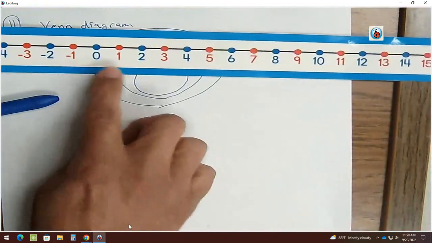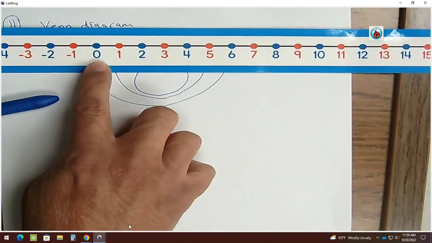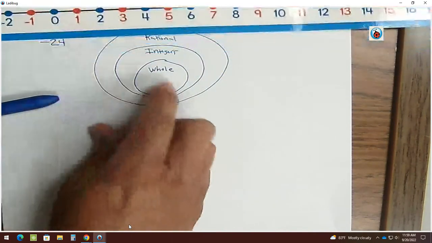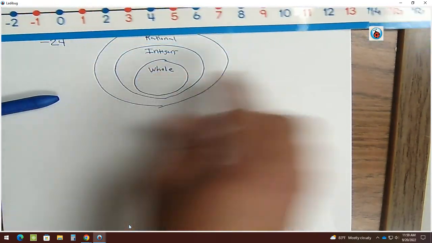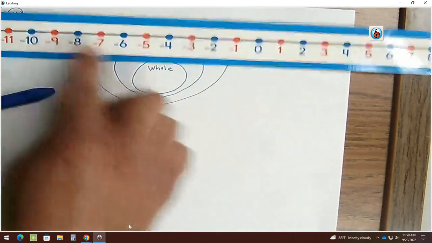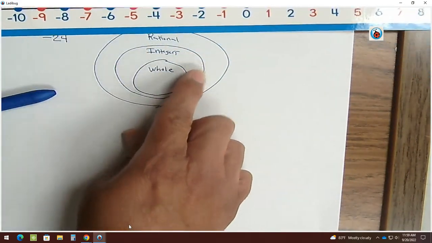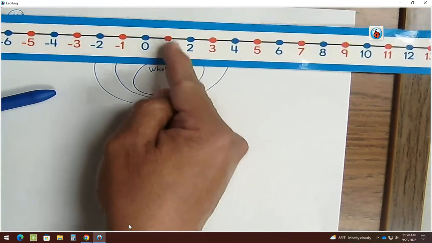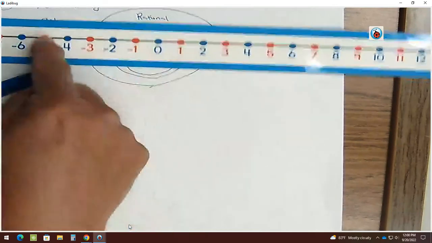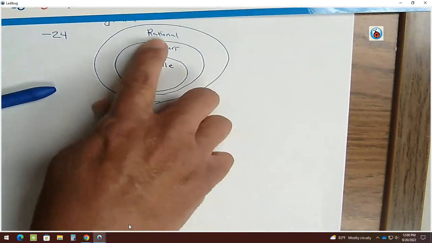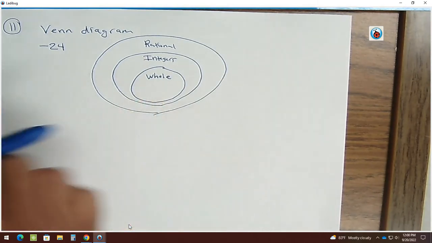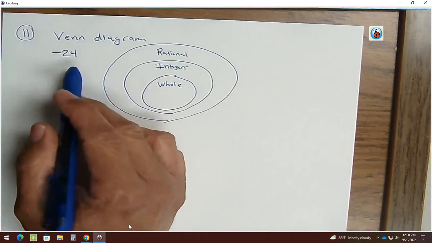So again, if you're on the right side, including 0, you should be placed on the whole. If you're on the left side, all your negatives should be placed on the integers. But if you fall between the numbers on either side, negative or positive, you should be a rational. Question: now that you know that, where should we place negative 24?